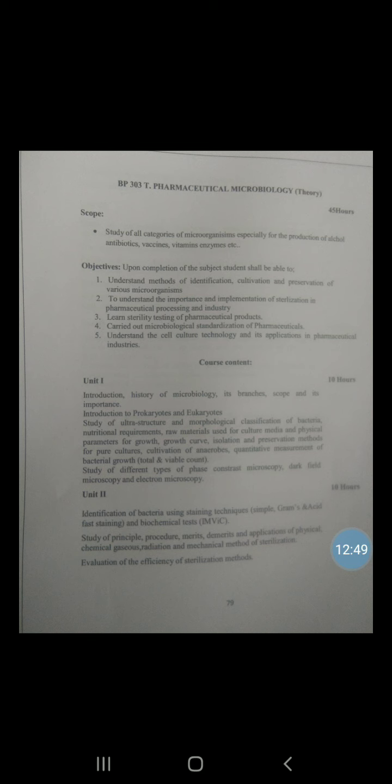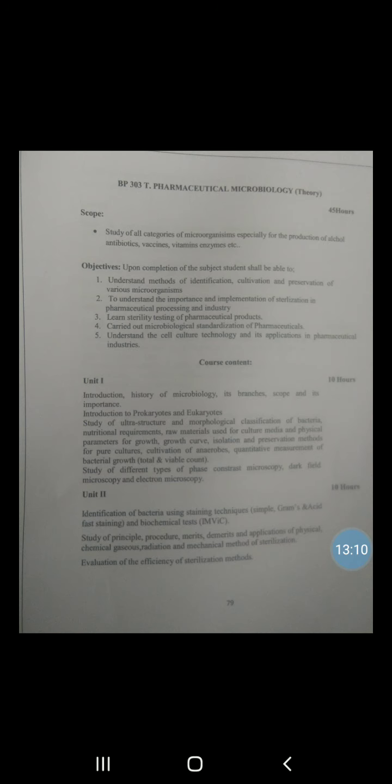The first detector, then emission filter, excitation filter. This emission filter is also called as what? Barrier filter. Yes, detector, then emission filter, then excitation filter, then mercury lamp, dichroic mirror, then objective, then specimen. It means our object. We will see the introduction of this fluorescent microscope.